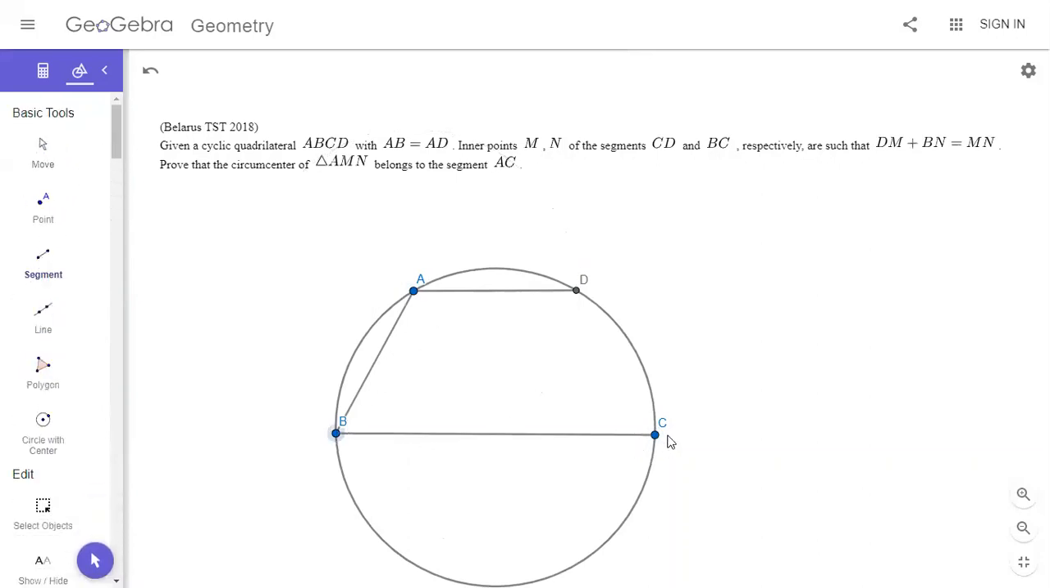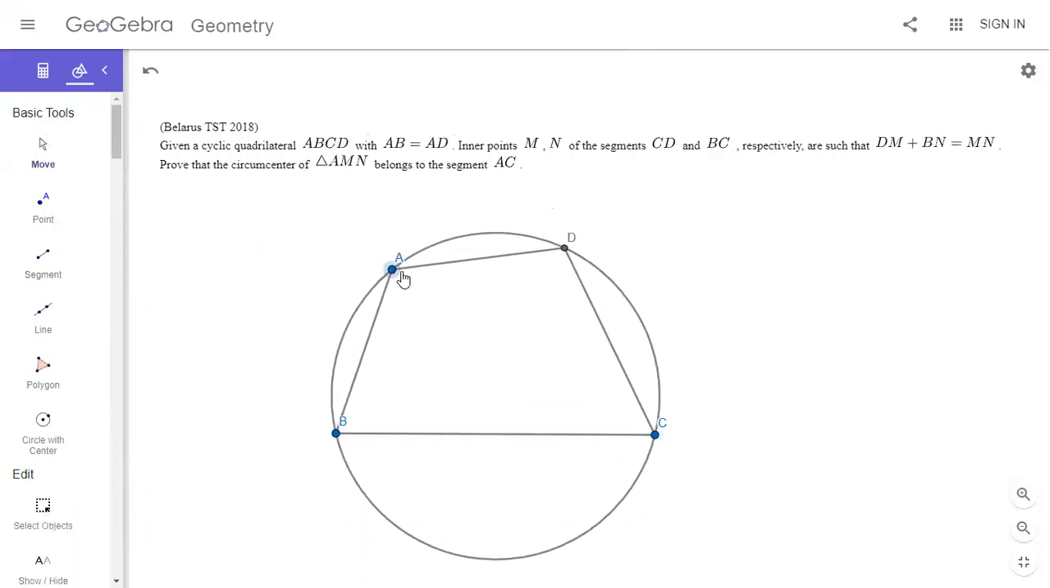All right. That looks more like a G. M and N are on CD and BC, so that DM plus BN is equal to MN. That's a tricky criterion. How would I do that? How would I draw that? Probably just have to guess at it.